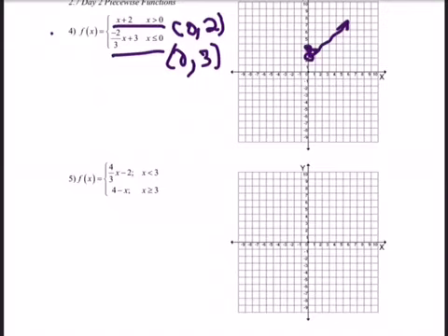It's supposed to have a negative slope, so instead of going down 2 and to the right 3, I'm going to go up 2 and to the left 3. 1, 2, 1, 2, 3. So I should get a graph that looks like that. Okay, try number 5 for yourself.